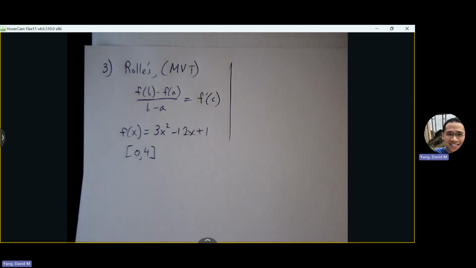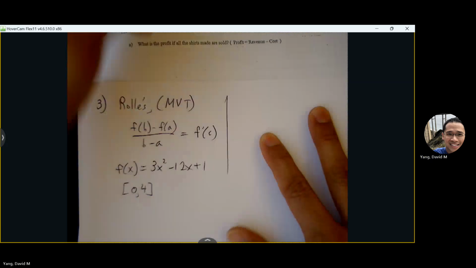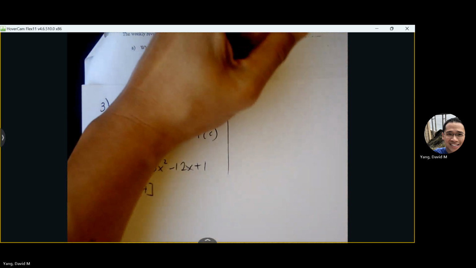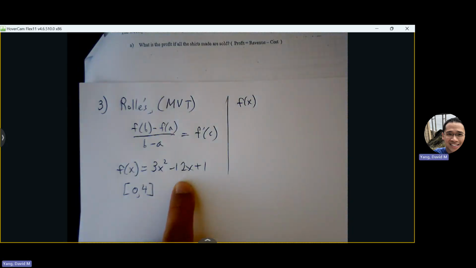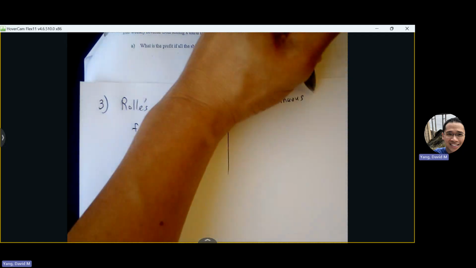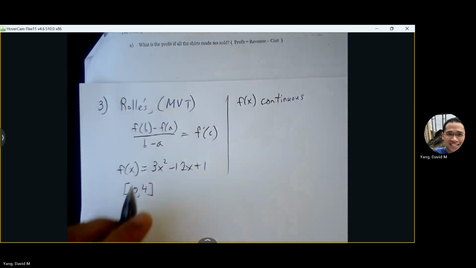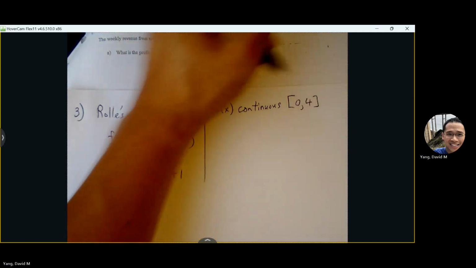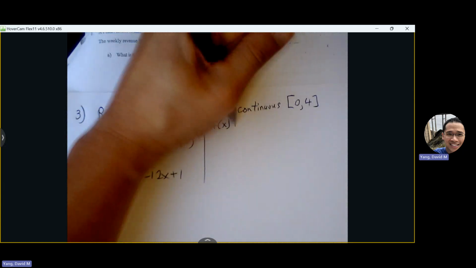All right, what conditions come along with Rolle's theorem and mean value theorem? Function needs to be what? f of x needs to be continuous. And what notation do we use for continuity? Brackets, yeah. Continuity is with brackets. And then differentiable is with what? Parentheses, yeah.